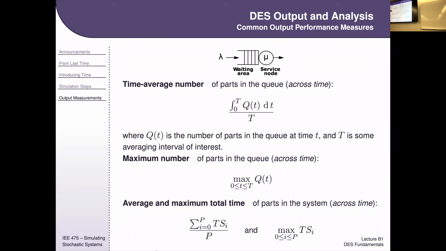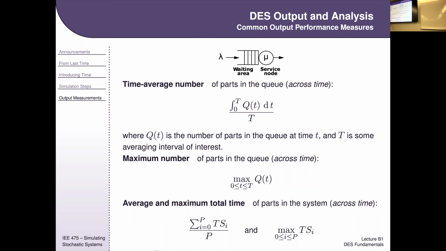And so you can say of a particular queue, look at how many entities are in the queue at every instant of time and take the integral of that, the area underneath that curve, and divide it by the total interval. That gives you the time average of how many entities are waiting in a queue. The maximum number: how many entities at any instant of time are waiting in a queue? What's the maximum number that, through the simulation run, were ever waiting in that queue?